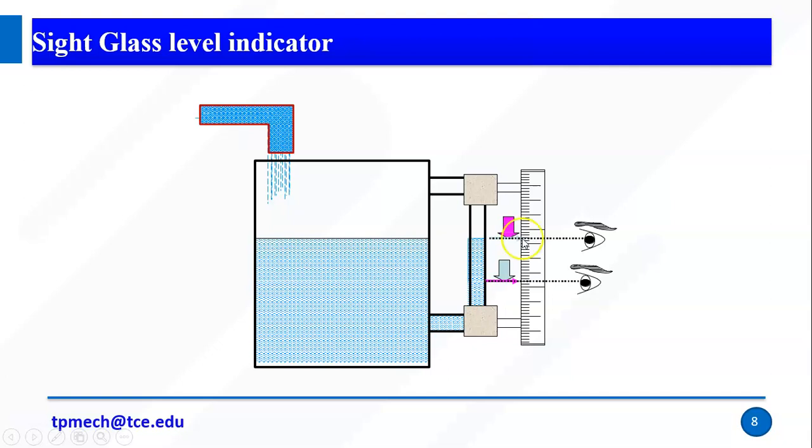Parallax error means we need to view orthogonally. So the angle should be 90 degrees, with the position of our eye at this level. Only if we view at 90 degrees can we get the exact values. For example, if you view at some inclination, it gives another value, right? This is what a direct measurement is. So I am directly measuring the value, the straight glass level indicator.